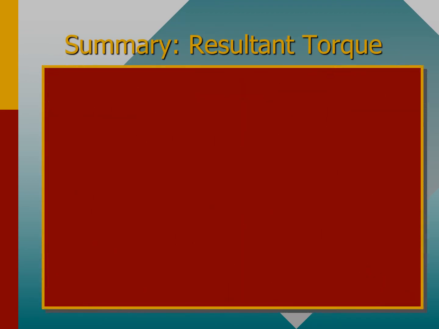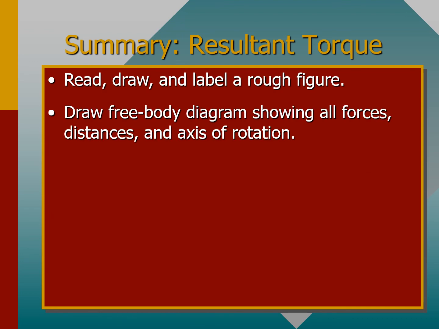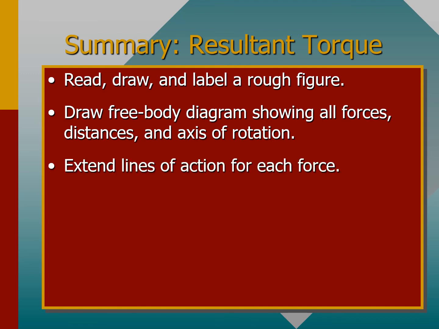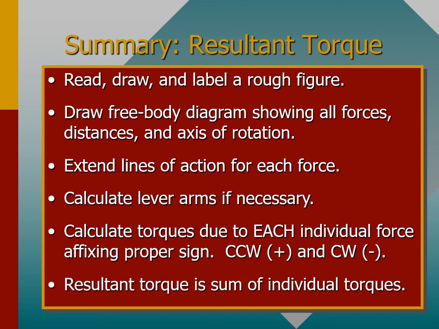Summary of the resultant torque. Read, draw, and label a rough figure. Draw a free body diagram showing all forces and axis of rotation. Extend the lines of action. That's really important to do. Calculate the lever arms if necessary. That's your R sine theta. Calculate the torques due to each individual force, affixing the proper sign of clockwise or counterclockwise. And the resultant is the sum of all torques.